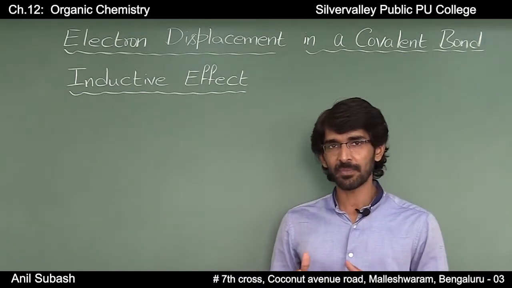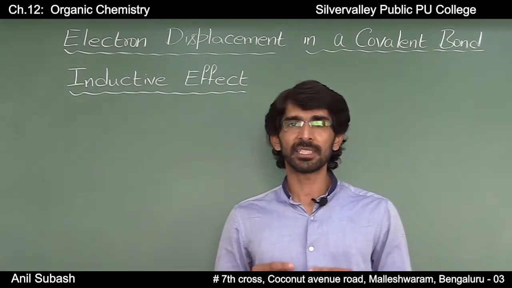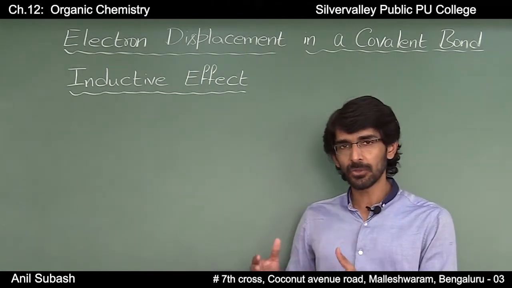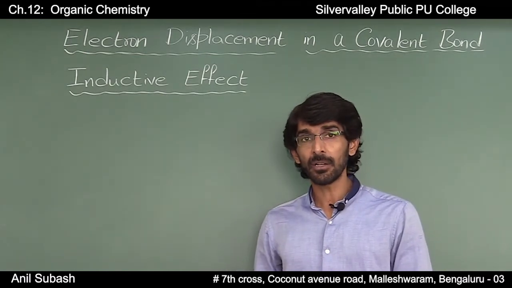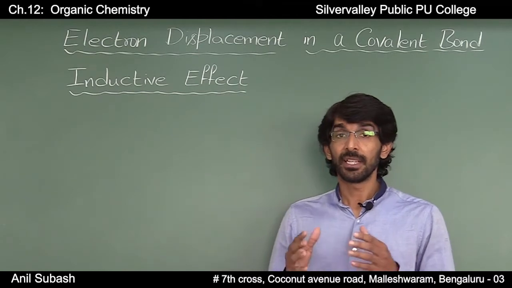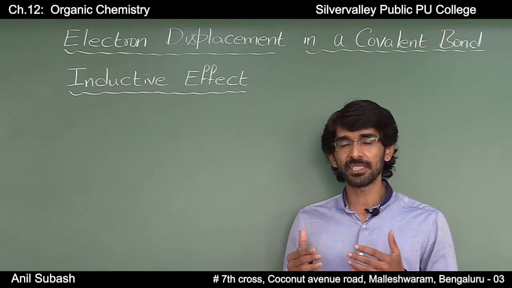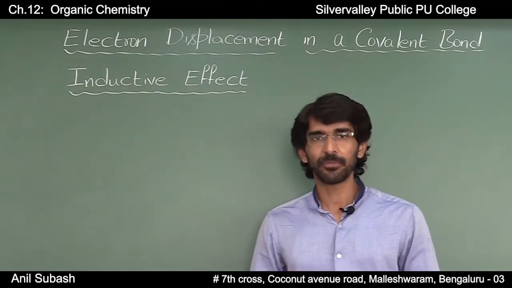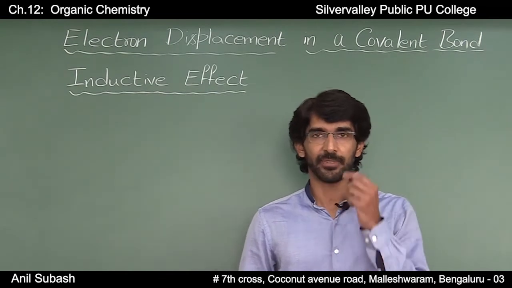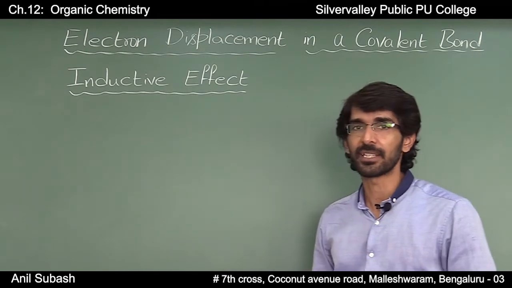If the electron displacement takes place in the presence of an atom or a substituent group, then those effects can be called an inductive effect or resonance effect. If the electron displacement takes place in the presence of an attacking reagent, then such an effect is known as the electromeric effect. First, we'll study the inductive effect.